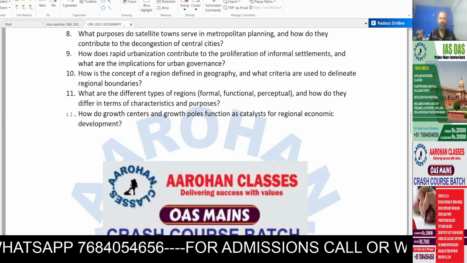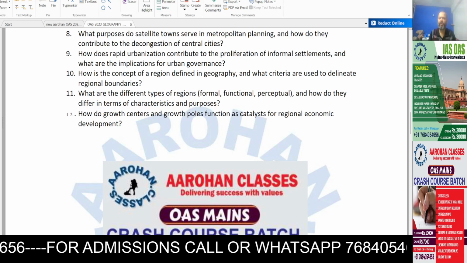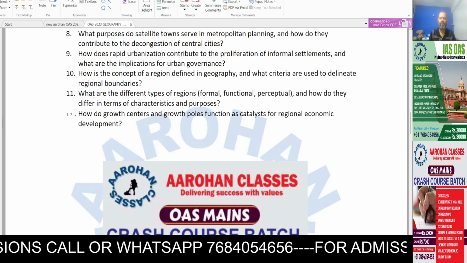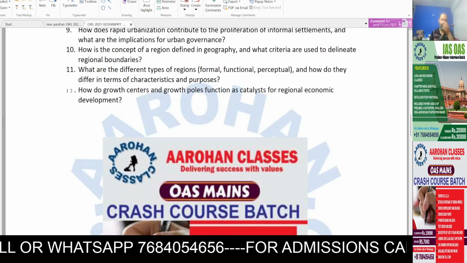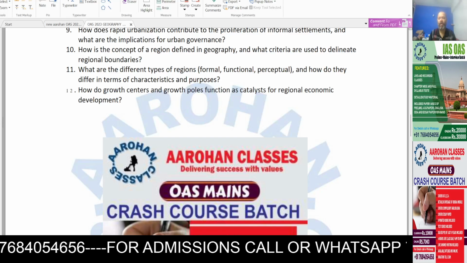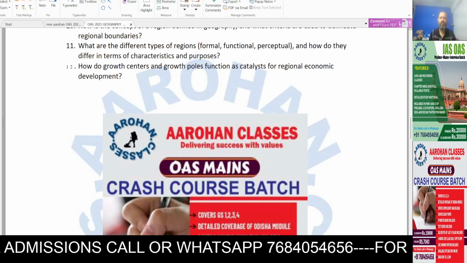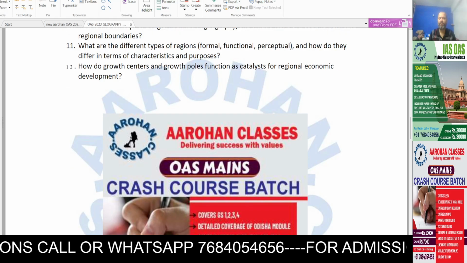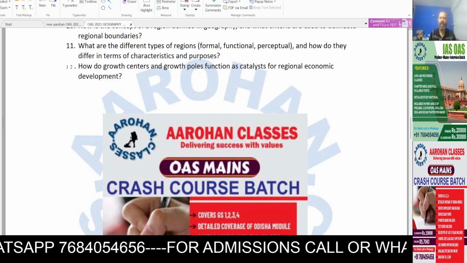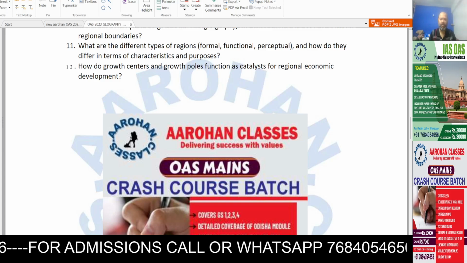central cities? Question 9. How does rapid urbanization contribute to the proliferation of informal settlements, and what are the implications for urban governance? Question 10. How is the concept of a region defined in geography, and what criteria are used to delineate regional boundaries? Question 11. What are the different types of regions, formal, functional, and perceptual, and how do they differ in terms of characteristics and purposes? Question 12.